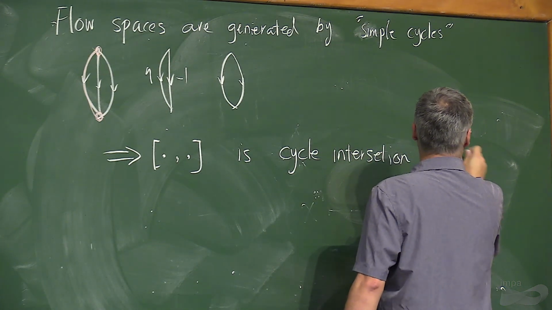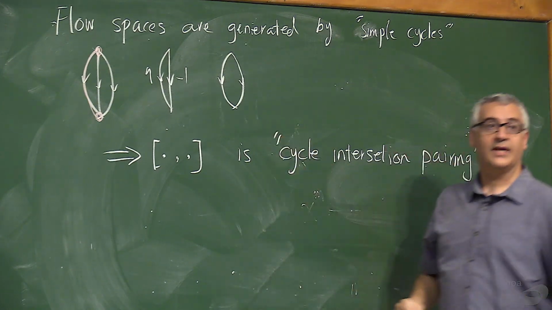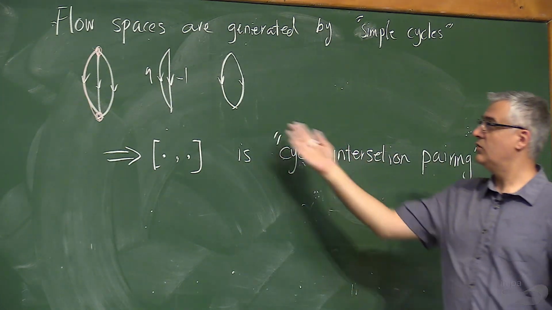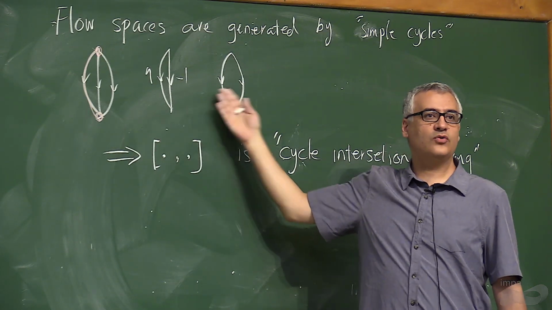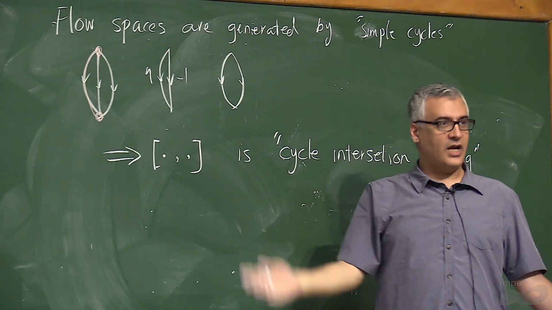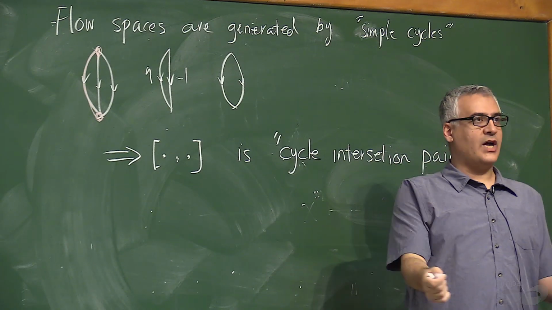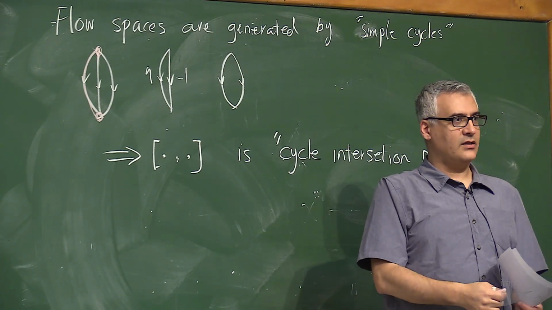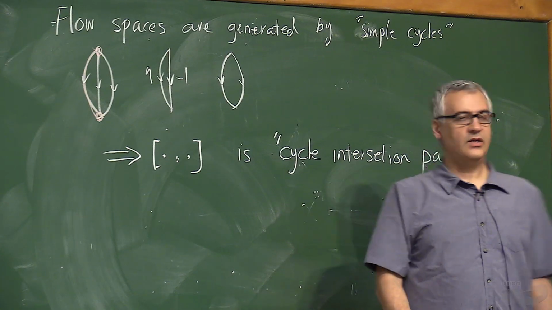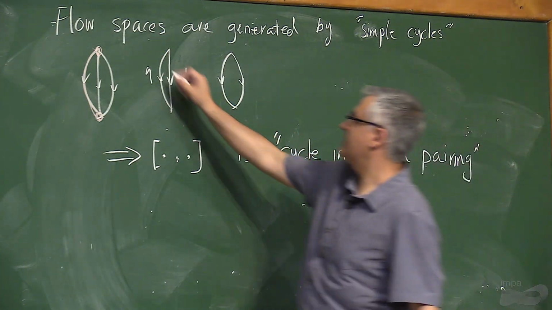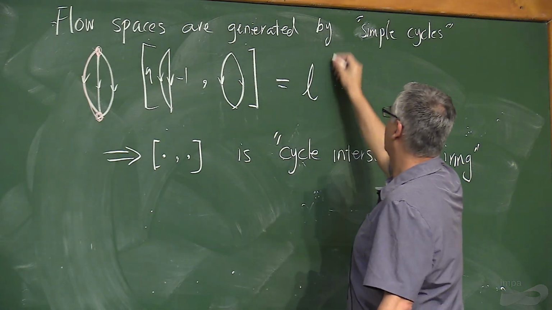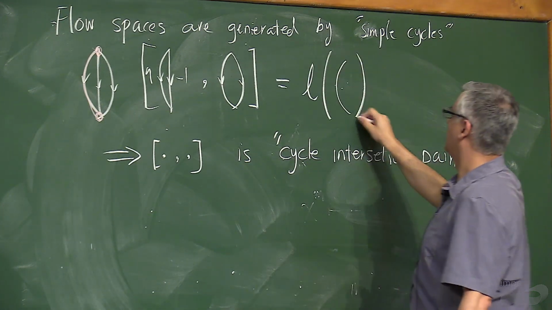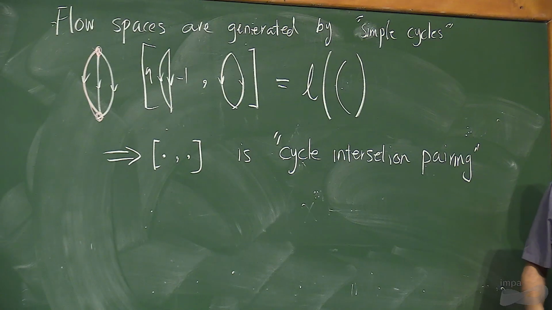And I suspect now you all know what I mean by that. I have to tell you what happens to products of flows. Well, it's enough to say what happens to the generators. And generators are cycles. So if you give me two cycles, I can look at their intersection and record the length of the intersection. So like this comma this is going to be the length of this edge. Is that clear? Ish?